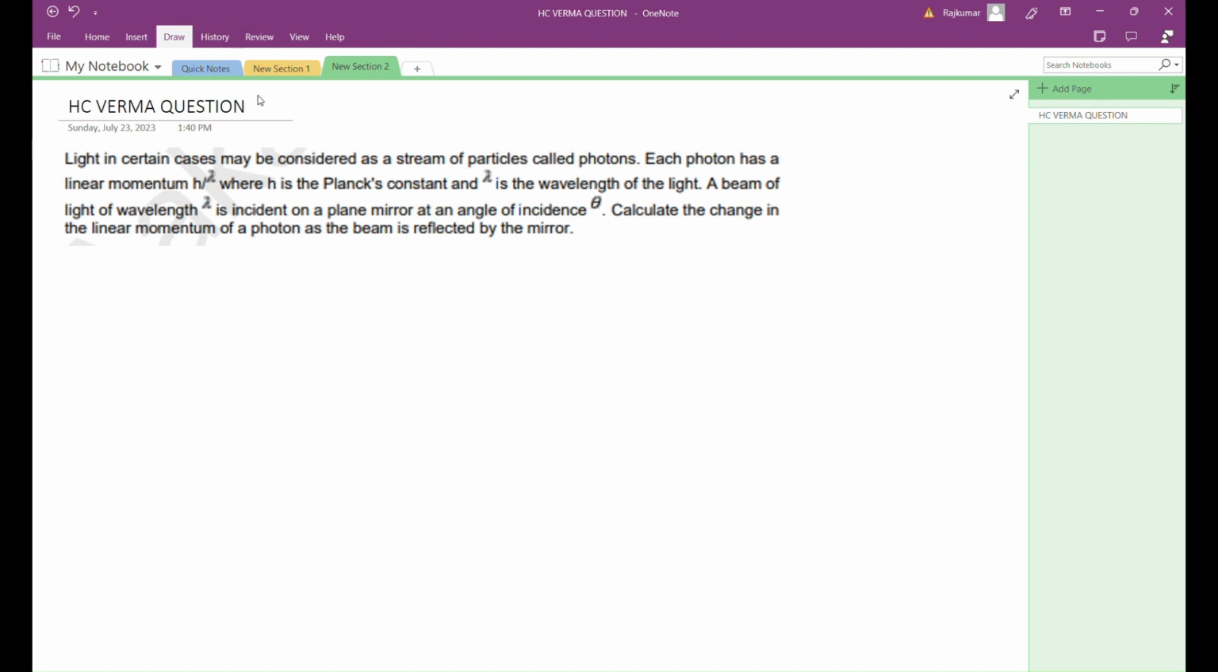Okay, so the question says that light in certain cases may be considered as a stream of particles called photons. Each photon has a linear momentum h by lambda, where h is the Planck's constant and lambda is the wavelength of the light. A beam of light of wavelength lambda is incident on a plane mirror at an angle of incidence theta. Calculate the change in the linear momentum of a photon as the beam is reflected by the mirror.